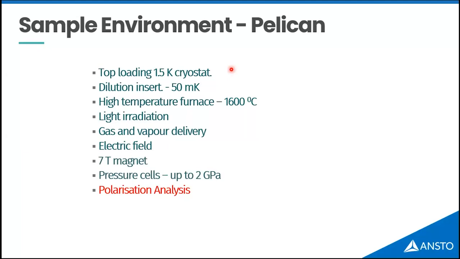We have also commissioned a light irradiation experiment. We can shoot a laser beam at the sample and measure the inelastic neutron scattering dynamics of the sample in situ. We also have a gas and vapor delivery system, which can provide different gas environments. We also proved we can apply an electric field of many thousand kilovolts at the sample. The 7 Tesla magnet is a really wonderful piece of new equipment. We have used it a lot recently, and it's very user friendly and very easy to operate.